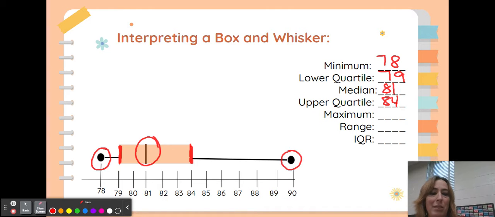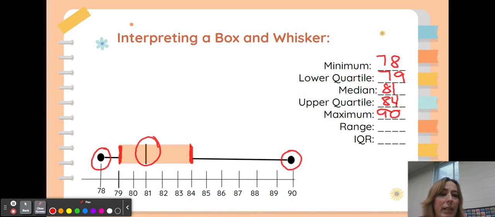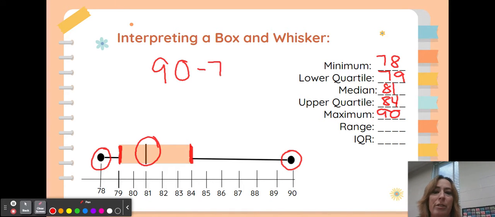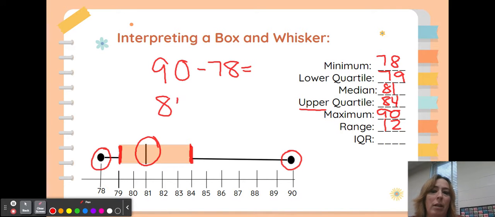Then the maximum will be this one. So that's 90. Now, we can see the range and the IQR, the interquartile range, but I'm going to show you how to find it easily. Remember, the range is the biggest value, our 90, minus our smallest value, our 78. If we subtract that, our range is 12. Now, to find the IQR, or the interquartile range, we take the upper 84 and subtract the lower 79, and that gets me 5.